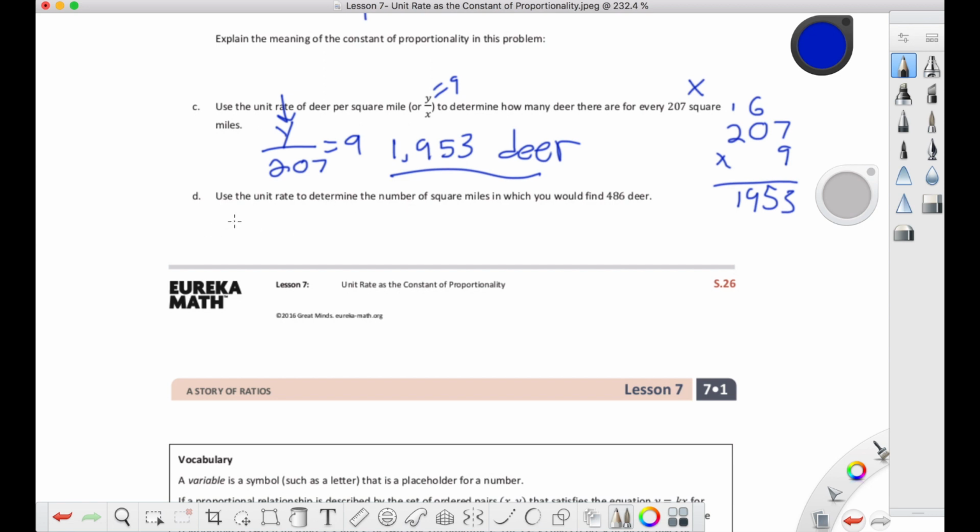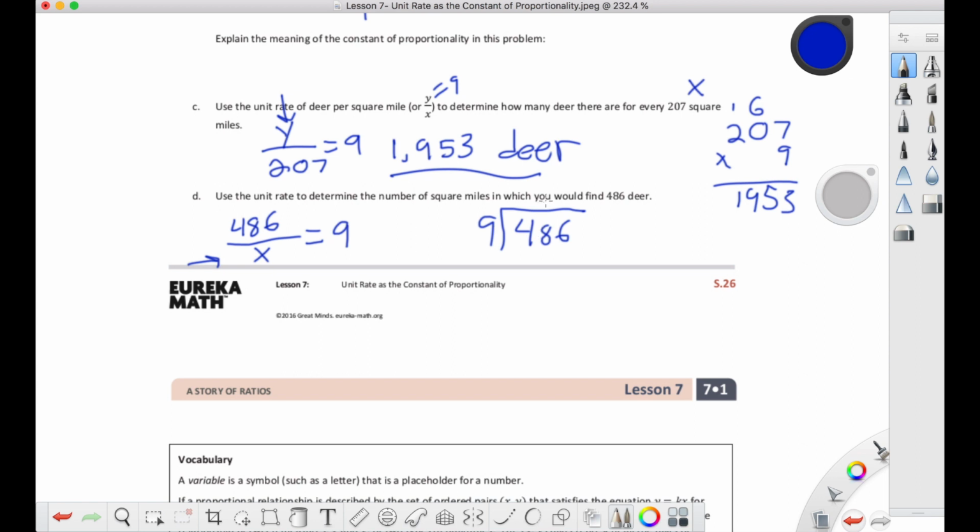So remember, y is the number of deer, and we got that from our previous table that we made. So this is going to be y, which is the number of deer, over x, and this equals 9. So we need to figure out what this number is. So 486 over some number equals 9. So what we can do is take 486 and divide it by 9.